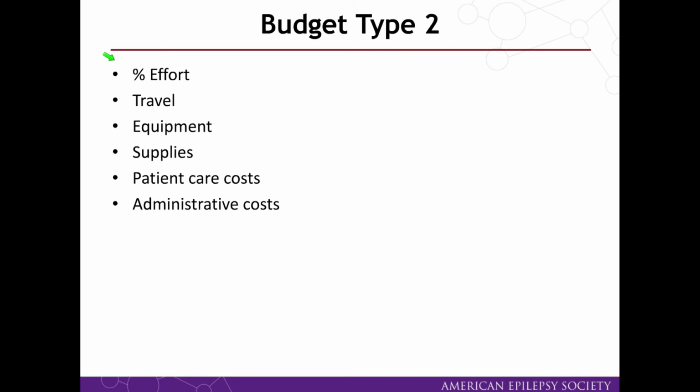And then the other costs are very, very similar, but you'll develop the budget in the aggregate. So for all of the patients that you expect to enroll in the study, what are the patient care costs, what are the supplies and equipment costs, et cetera. And there are some examples of this in the supplemental materials.